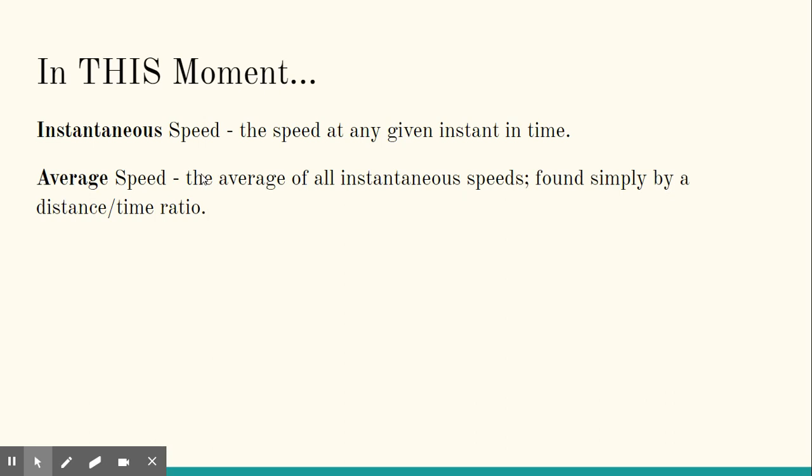So there's also a difference between instantaneous speed and average speed. The instantaneous speed is the speed at any given instant in time. So I look down at the speedometer in my car. I am going 35 miles an hour. Whereas an average speed is going to be the total amount of distance over the entire time.